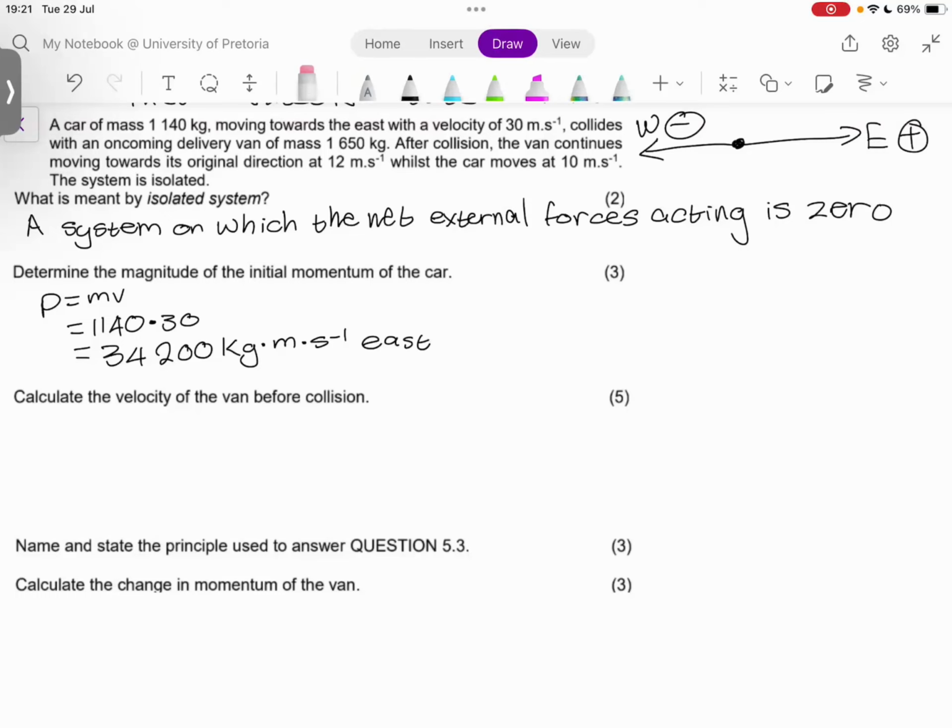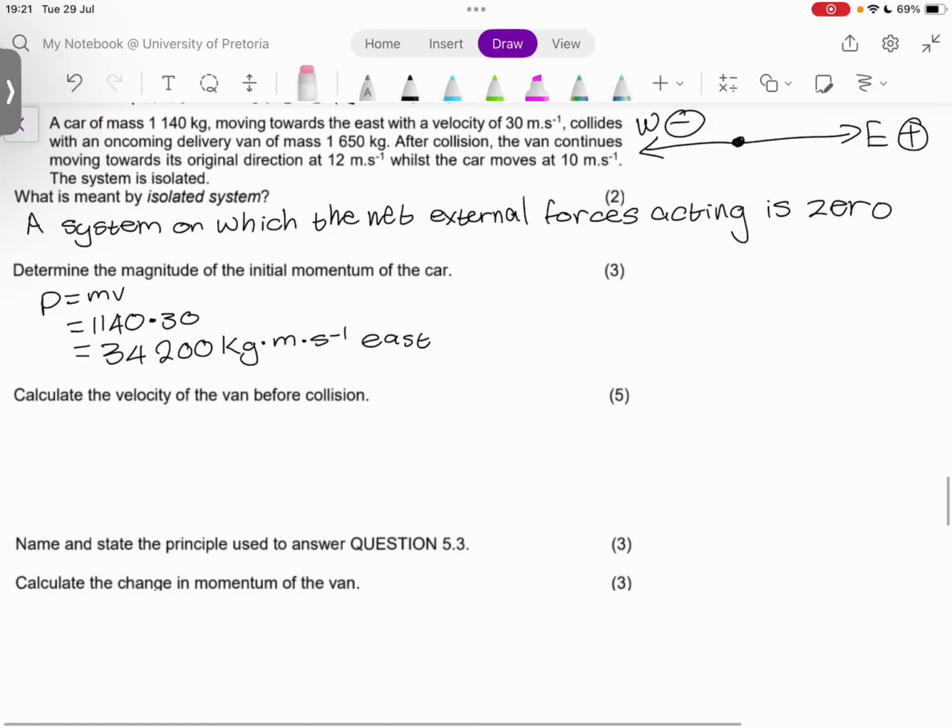We want to now find the velocity of the van before collision. Remember what we stated about isolated systems. There is no loss of energy, and we can apply the principle of conservation of linear momentum. So let's do so. We have the sum of initial momentum is equal to the sum of the final momentum.